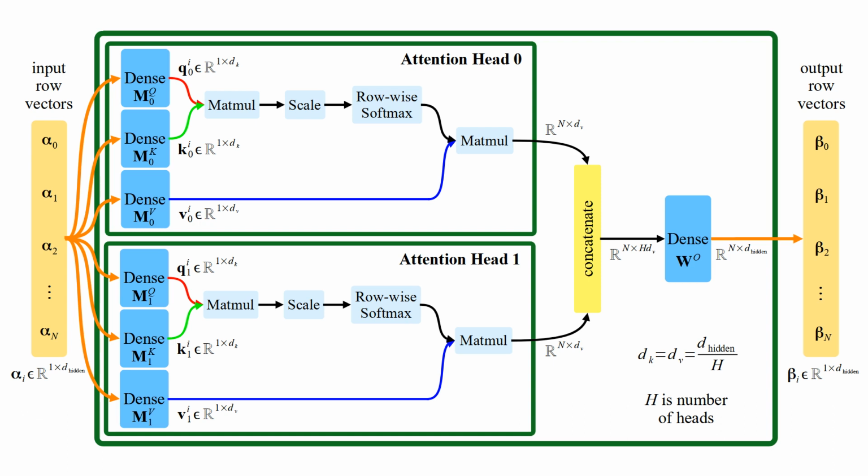Here capital H is the number of attention heads. Default value is 12 for vision transformer. And dimension of value vector is equal to d hidden divided by capital H. Because in transformer architecture, input and output of multi-head attention should have the same shape because of residual connection.